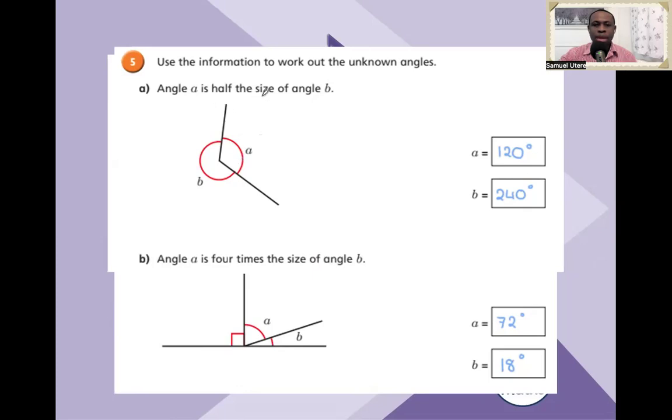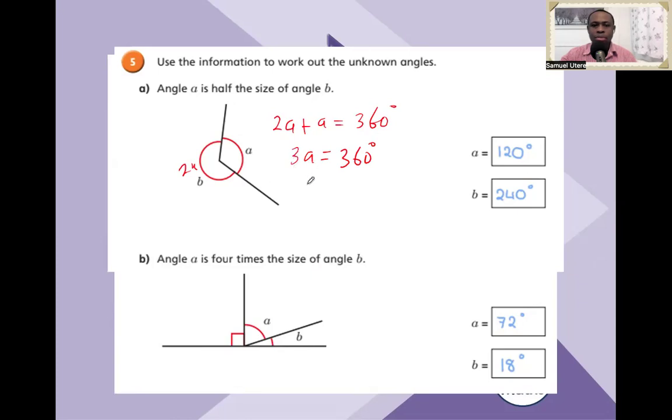So if angle A is half the size of angle B, it means we can say this is actually 2A, because this is half of that. So if we were to solve this using algebra, we would say 2A add A is equal to 360 degrees. So we know 3A is equal to 360 degrees.